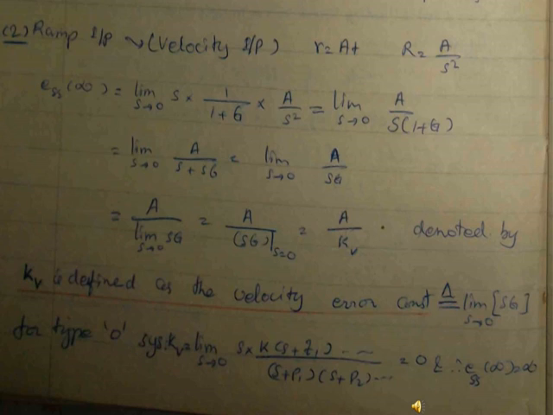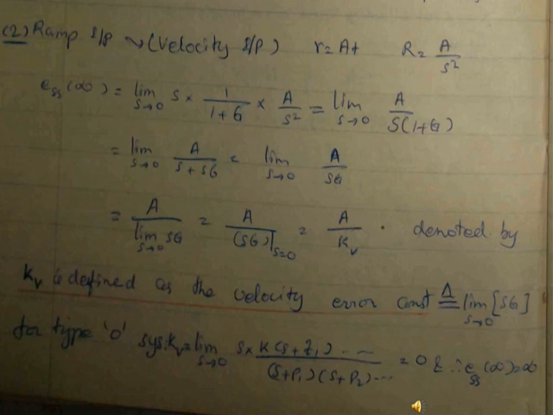For the type 0 system, we can also calculate K_B as the limit as s approaches 0 of s multiplied by K multiplied by (s plus z1) divided by (s plus p1)(s plus p2), which is equal to 0. So in this case, the steady state error at infinity for the type 0 system is approximately infinity.